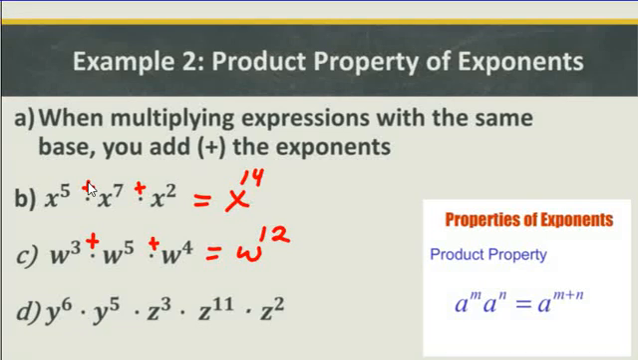And then the other one, not all of the bases are the same. So I need a y and I need a z in my answer. So I multiply my y's and add the exponents. So 6 plus 5 is 11, so y to the 11th. And I add all my exponents on the z's. 3 plus 11 is 14. 14 plus 2 is 16. So our answer would be y to the 11th, z to the 16th.